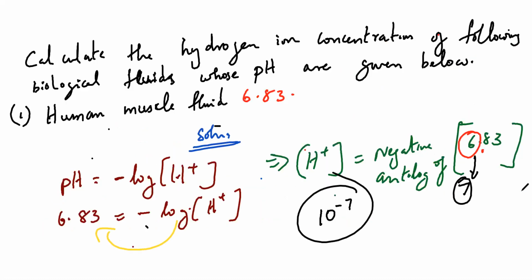Coming to the explanation of this question, first thing is I have to know the formula used: pH is equal to minus log of H plus. Without this, we cannot start. I am doing the negative antilog this way because this is a difficult concept. First, we round the 6 to the next number, that is 7, and take it as 10 power minus 7. Then the second step is subtract 6.83 from 7. We'll get 0.17.